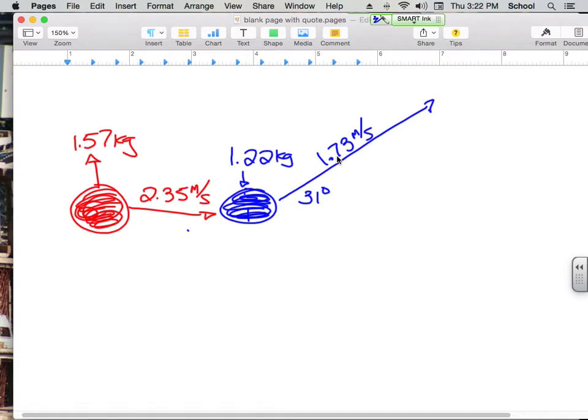Okay? So, looking at this, we can divide this thing into two chunks. Over here is before the collision, and that's after the collision.